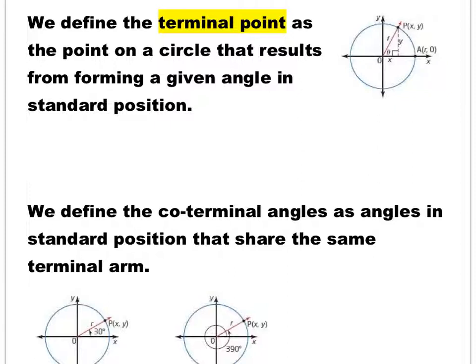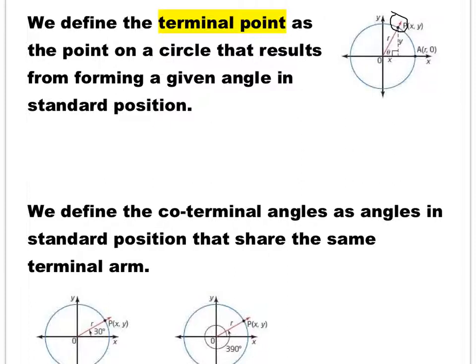The next definition is the terminal point, as I said before, is where your terminal arm crosses your unit circle. In this case, point P here is called the terminal point. It has the coordinate x and y.